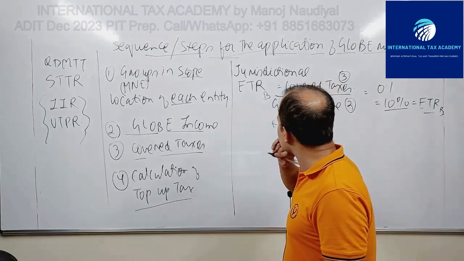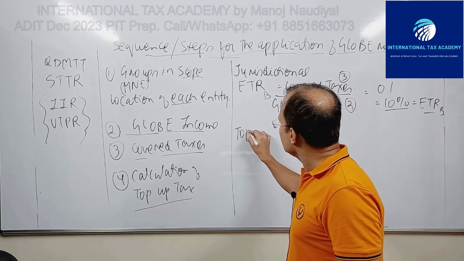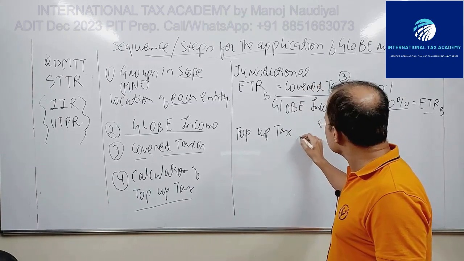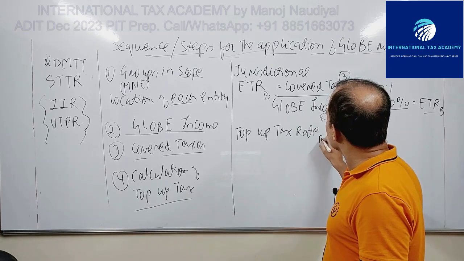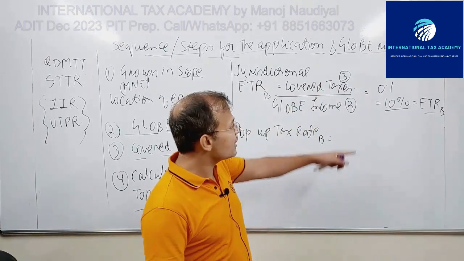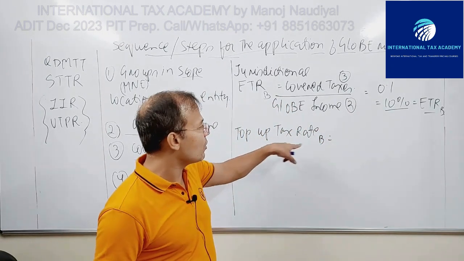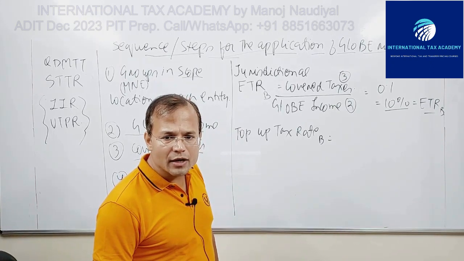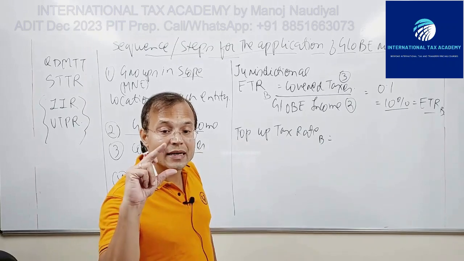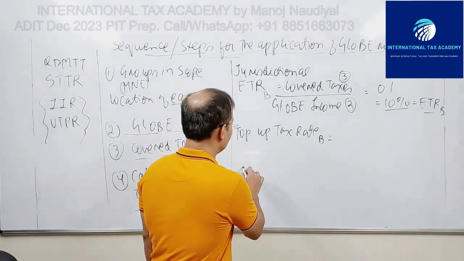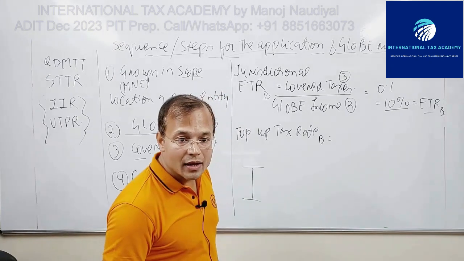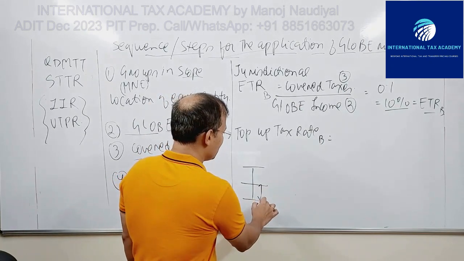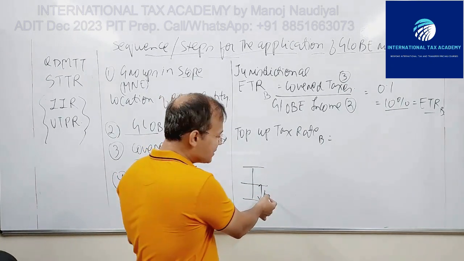In the next stage of calculation, you will calculate the top up tax percentage or rate for country B. Now can you tell me, if the ETR is 10%, what will be the top up tax rate for country B? Anyone? What would be the top up tax percentage? Yes, to close the 15%, 5%. Simple.